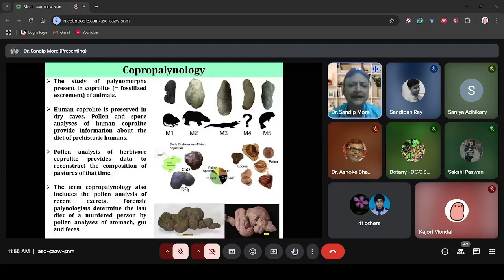First application I will tell you, that is copropalynology. Copropalynology, if we want to know, first we have to know what is coprolite.